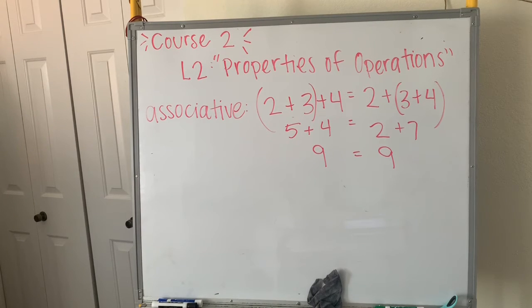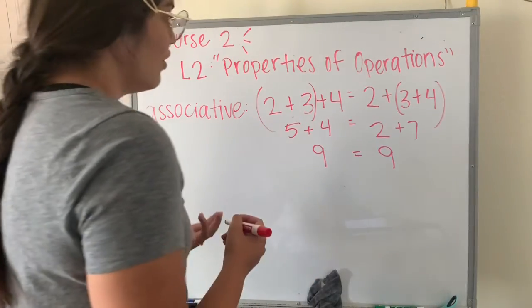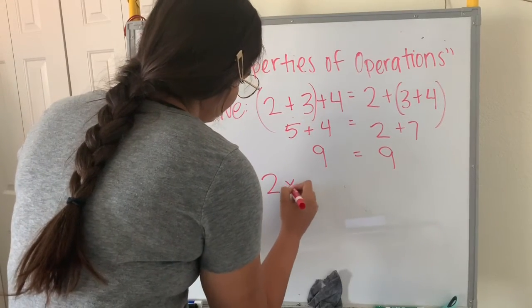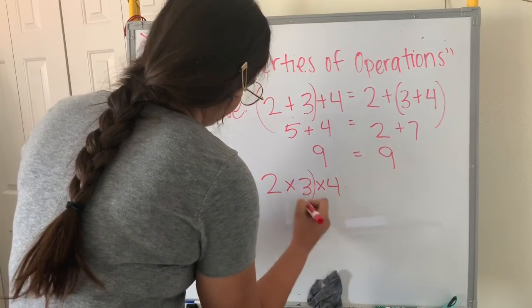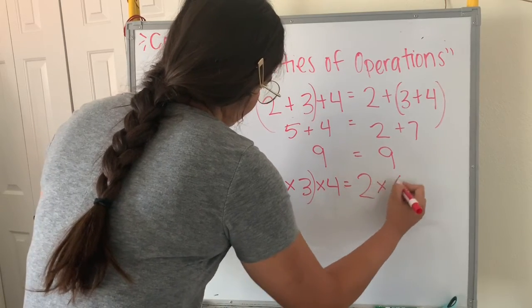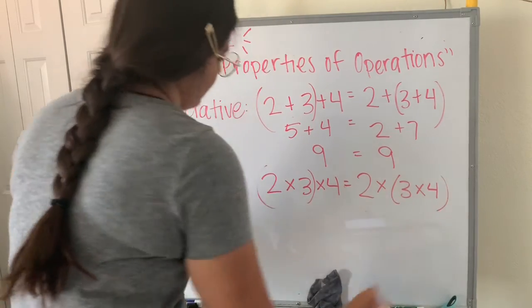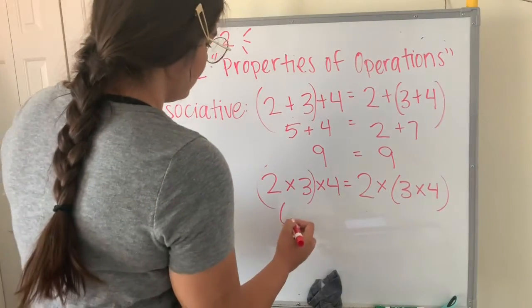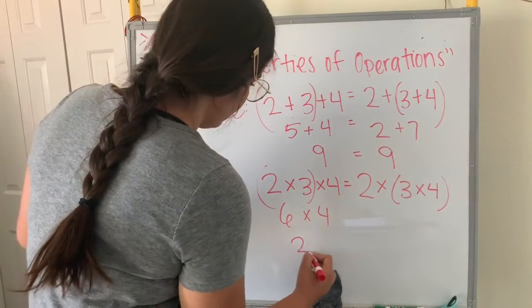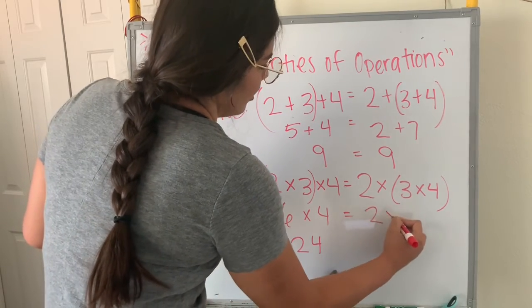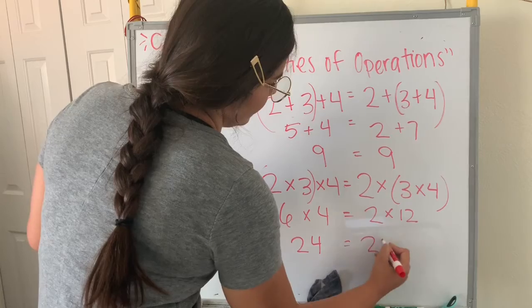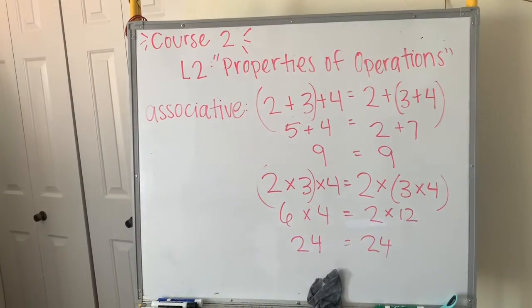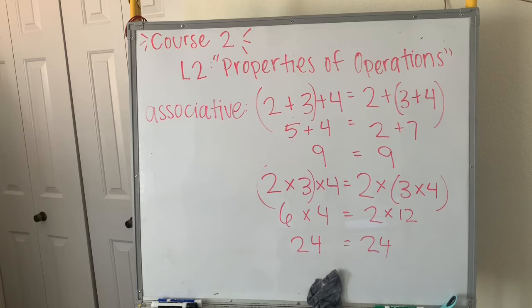Now, the associative property for multiplication also states that the grouping of which you multiply does not change the outcome. So let's try that with the same numbers, but this time for multiplication. Okay, 2 times 3 is 6, times 4, 24, 2 times 12, and it worked. The order of which I solved did not change my outcome.